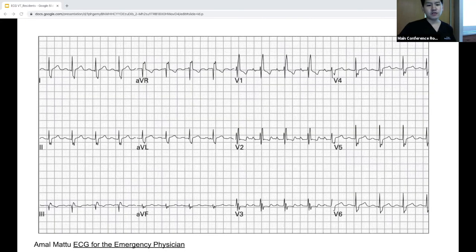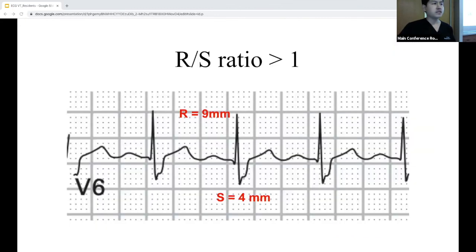Also, what you can find is, look in V1 and V6. For simplicity's sake, we'll just look at V6. And you can actually measure the R amplitude to S amplitude ratio, and usually that's greater than 1. So here you have 9 millimeters amplitude for the R wave and 4 millimeters for the S wave, and 9 divided by 4 is greater than 1.